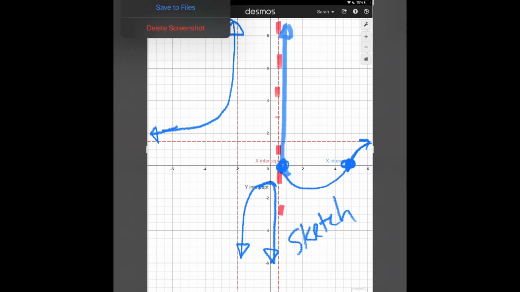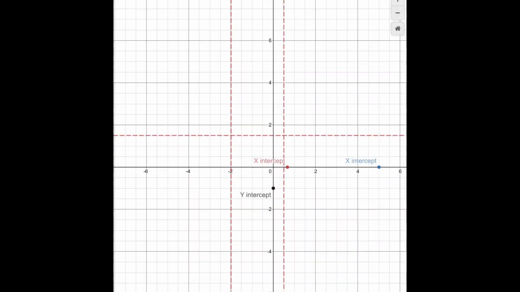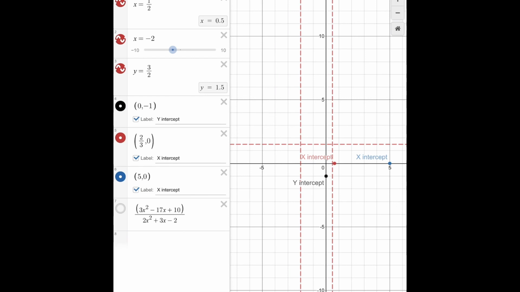Let's see how we did. Let's compare to the actual answer. I'm going to save it and see if we did really good. So let's take a look. Here's the actual function we were working with.